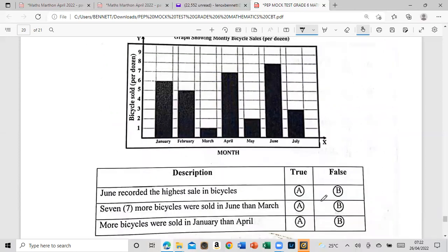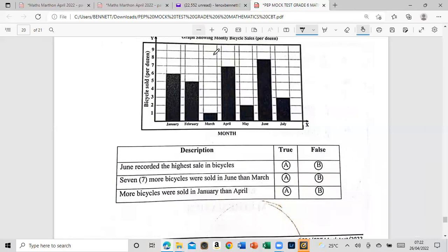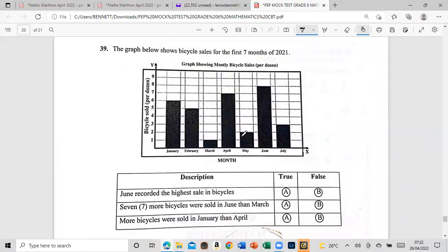All right, so now it says, June, wait, you guys will be able to see. I'm going to give you guys 1 minute to do this also. You don't need more than that. So look at the graph. It says June recorded the highest sales in bicycles. Is that true or false? 7 more bicycles were sold in June than in March. Is that true or false? More bicycles were sold in January than in April. Is that true or false?